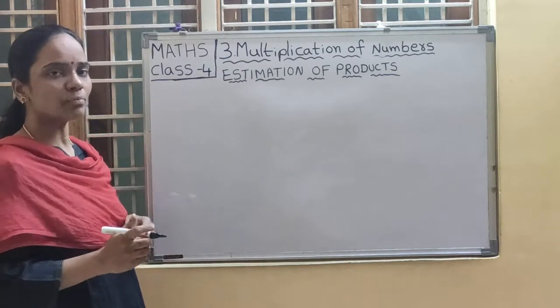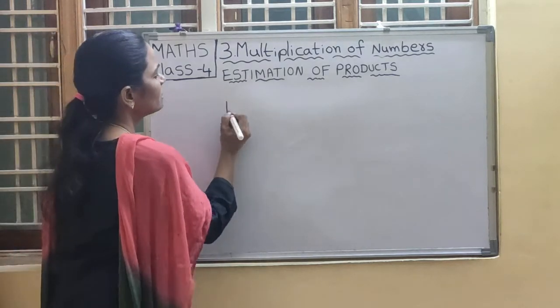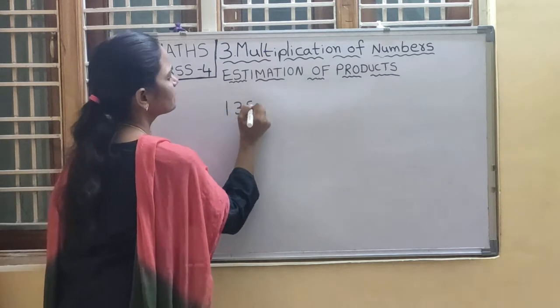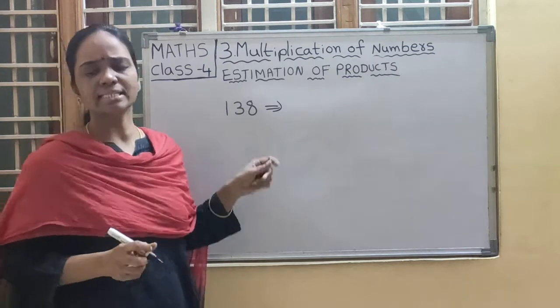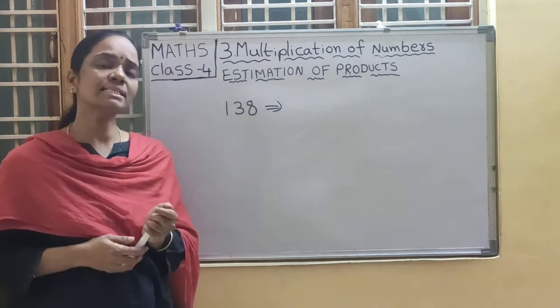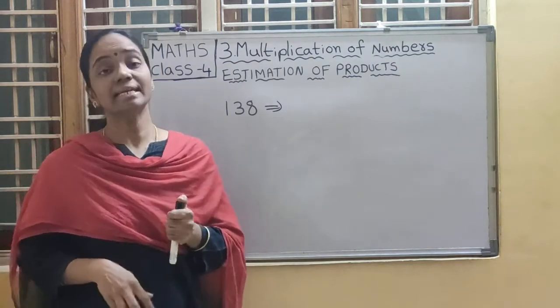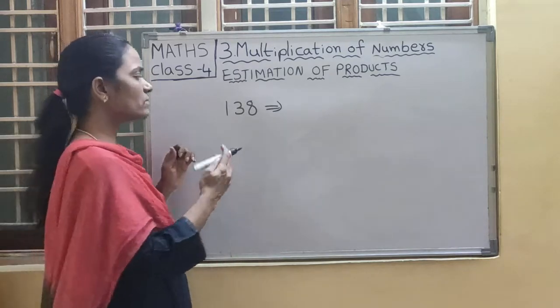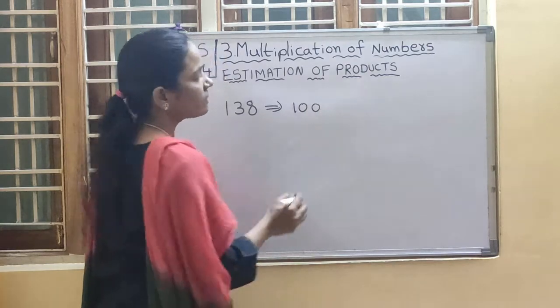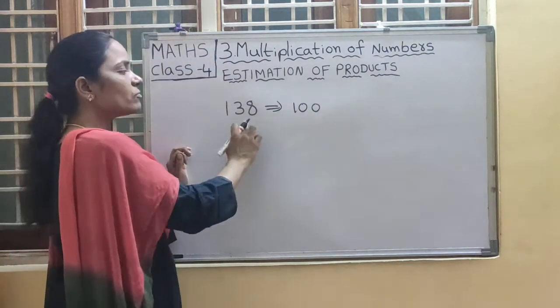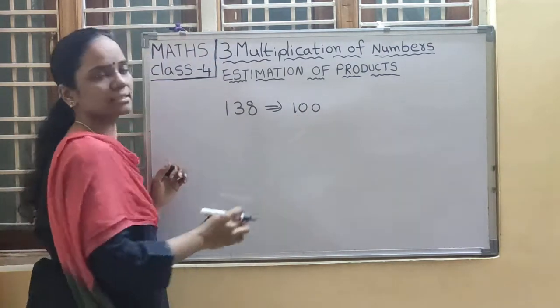Shall we take one example here? For example, tell me, children, 138: what is its estimated value? What is its nearest hundreds value? 138 is nearest to 100. Have you understood, children? So the rough value of 138 is 100.